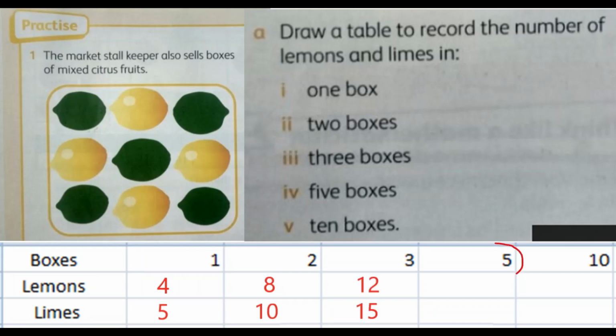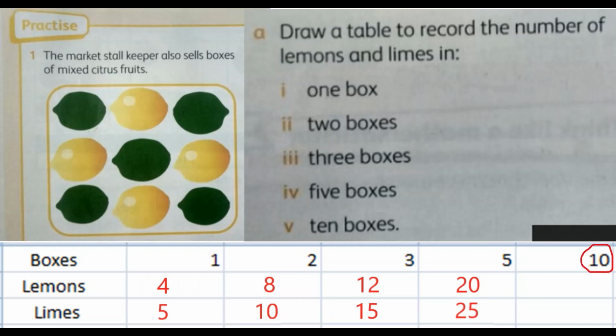And for 5 boxes, we're just going to multiply the lemons and the limes again. So 4 times 5 is 20, and 5 times 5 is 25 for limes. So for 5 boxes, we have 20 lemons and 25 limes.